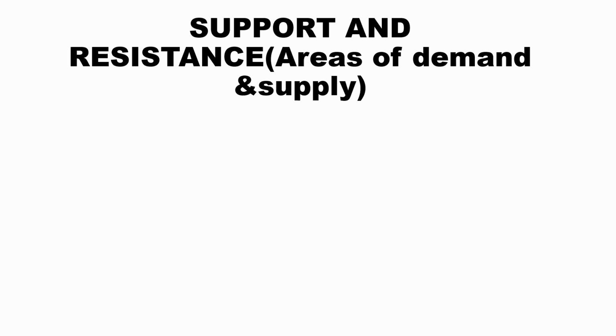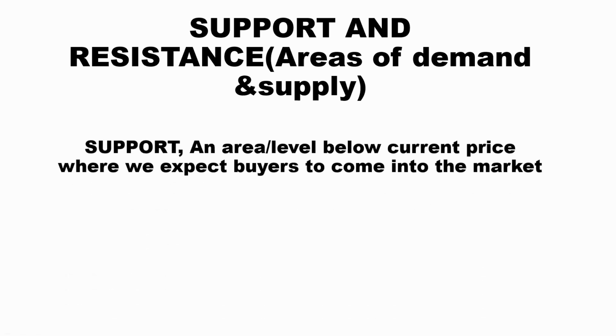Now, let's start by defining them. Let's start with support. Now, what is support? Support is simply a level that is below current price, where we expect, just mark that word, where we expect buyers to come into the market. The word expecting means that they may come or they may not come. What do I mean by that? Buyers may either come or sellers may continue to be strong in the market.